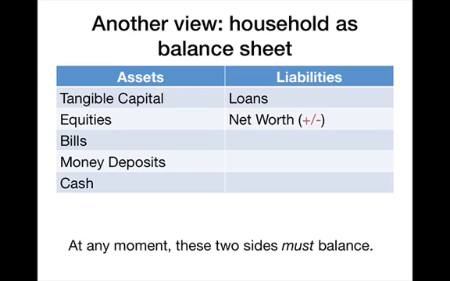The idea that the household can be measured at a particular point in time by its assets and its liabilities. So here we have tangible capital, equities, bills, money deposits, and cash on one side, and we've got loans on this side, which you can consider car loans, credit card loans, mortgages, that kind of stuff. And when you add up these, you get a certain amount, let's say 100. And when you add up these, you have a certain amount, let's say 200, 210, why not?